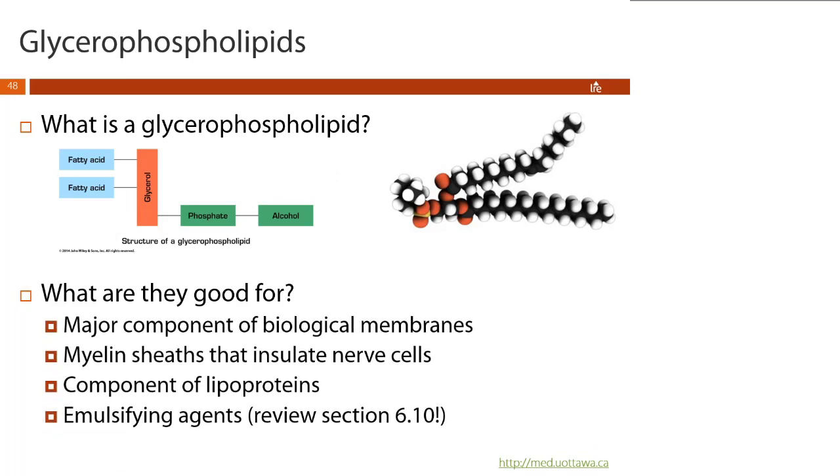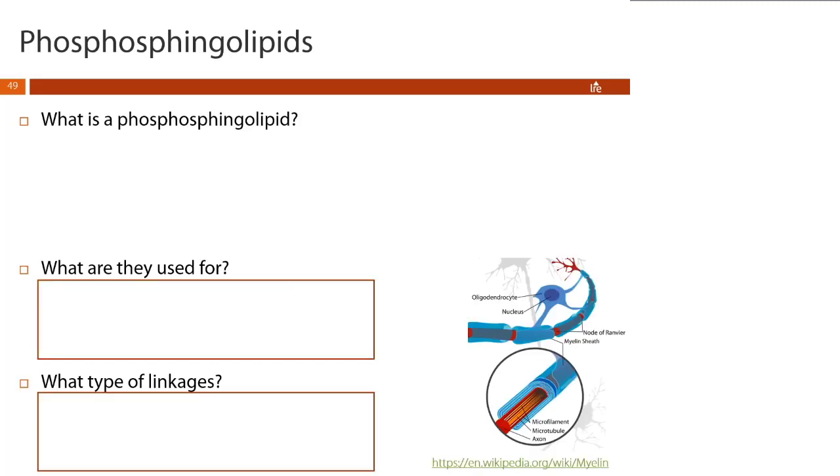So what are these good for? We already mentioned that they're the major component of biological membranes. They're also a minor component of myelin sheaths that insulate our nerve cells. They're a component of lipoproteins, which we talked about in our last lecture. And they're good emulsifying agents, and if you don't remember anything about emulsifying agents, be sure to look over section 6.10.